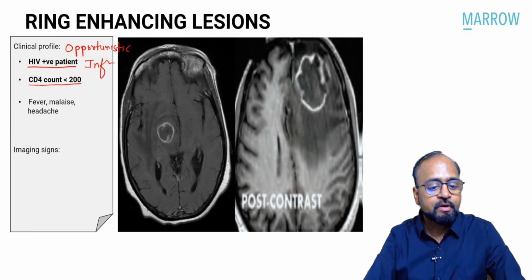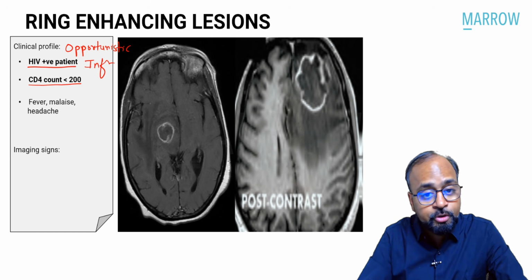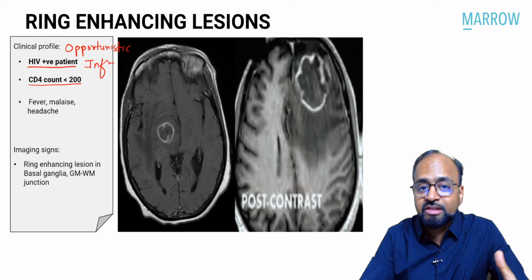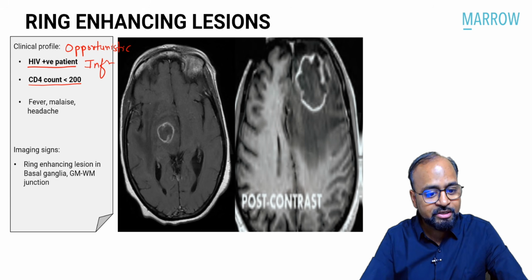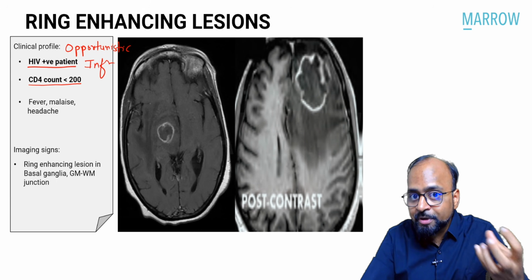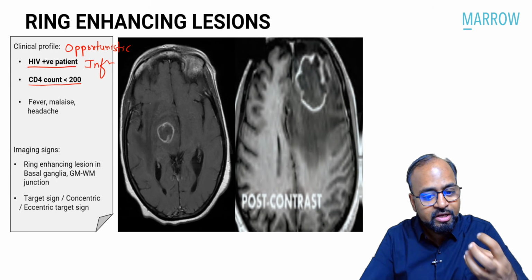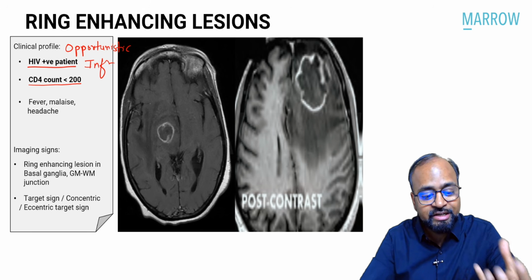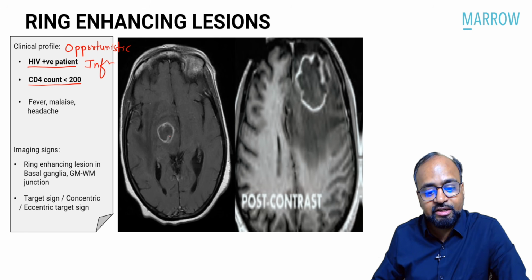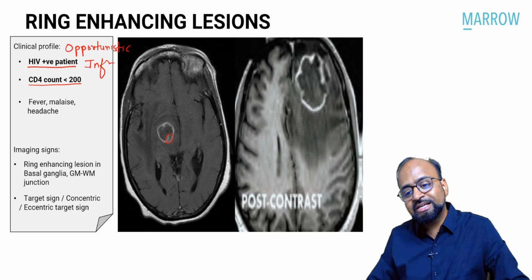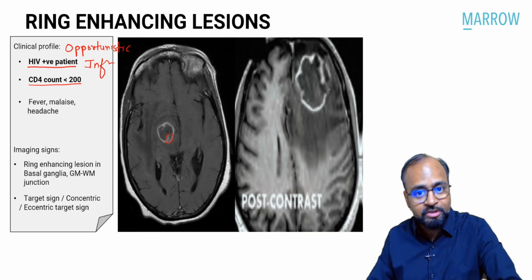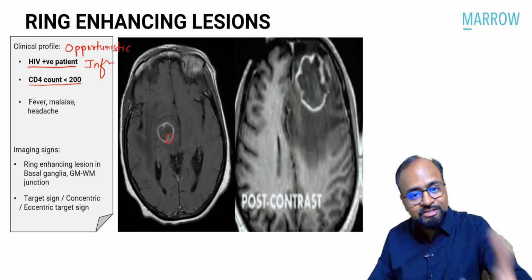Patient presents with fever, malaise, headache, and what do you see? You're able to see ring enhancing lesions within the basal ganglia or at the gray white matter junctions. And there is a very typical appearance to those ring enhancing lesions. They have a target sign, a concentric target sign or an eccentric target sign. You see something eccentrically within it. So this is not a dot within it. It is an area of enhancement within it.